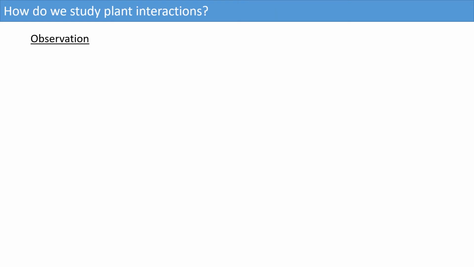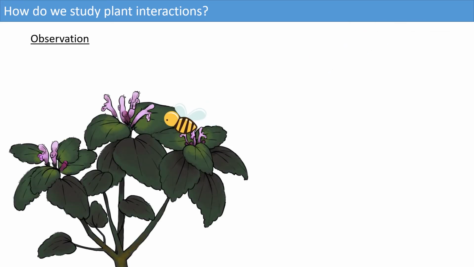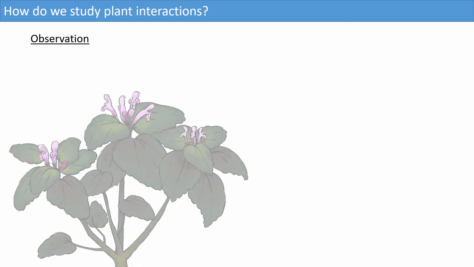So there is the question of how do we actually study plant interactions? And the very first way to go about this would be to simply observe them, right? If we observe an interaction between plants and pollinators, we see the pollinator visiting the plant, which means that there is some kind of interaction between the plant and the pollinator. But what does this exactly tell us about the type of interaction that is going on between these two organisms?